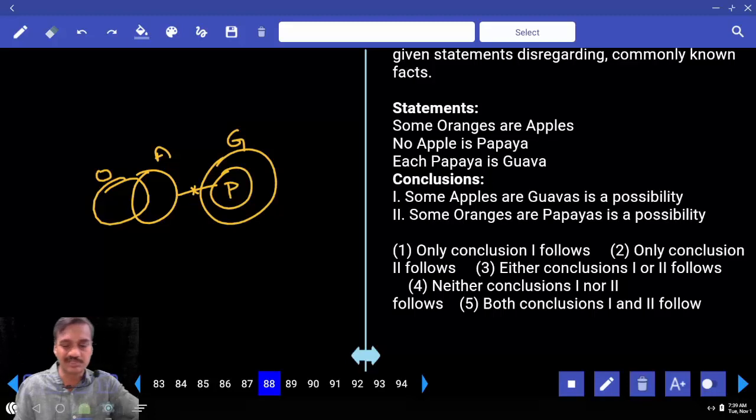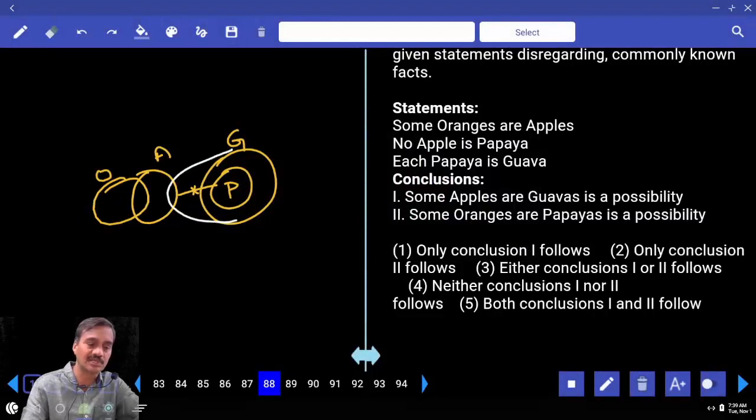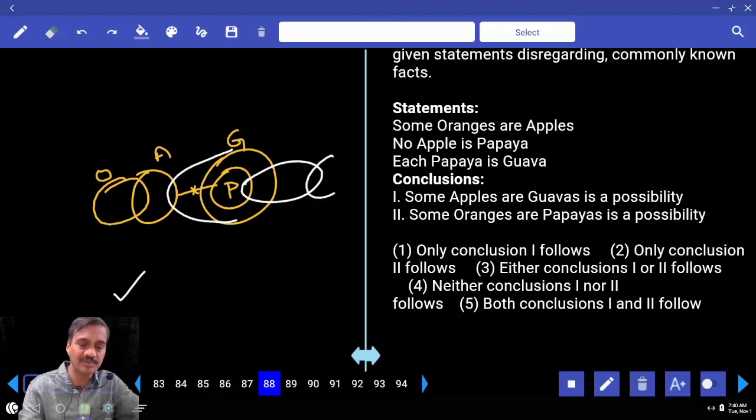Then first one, some apples or guavas is a possibility. Now some apples or guavas, konni apple guava kalavachu annadu. Kalavacha leda ila? Yes. And some oranges or papayas is a possibility. Some oranges or papayas ante orange indulokki ravachu kada ila? Ila vaste orange tho paatu ippudu apple ikkada rasukuntam. Ippudu kuda apple and guava, they were not intersected. And so what is your answer? Both follows. Both 1 and 2, choice 5, question number 88.